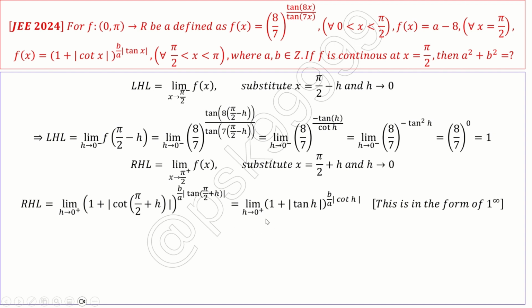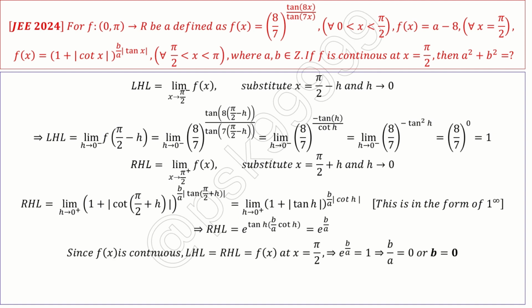So what will apply? The limit is nothing but e to the power of, if this is f of x, e to the power of f of x minus 1 into g of x. So let's apply that. RHL is nothing but e to the power of tan h, b by a to the power of cot h. So absolute tan h, that is tan h, times b by a cot h. Tan h and cot h cancel each other, and I am left with e to the power of b by a. This is my RHL.